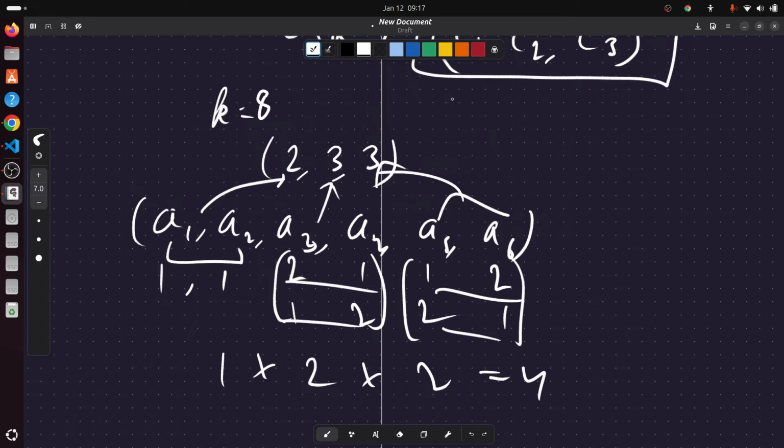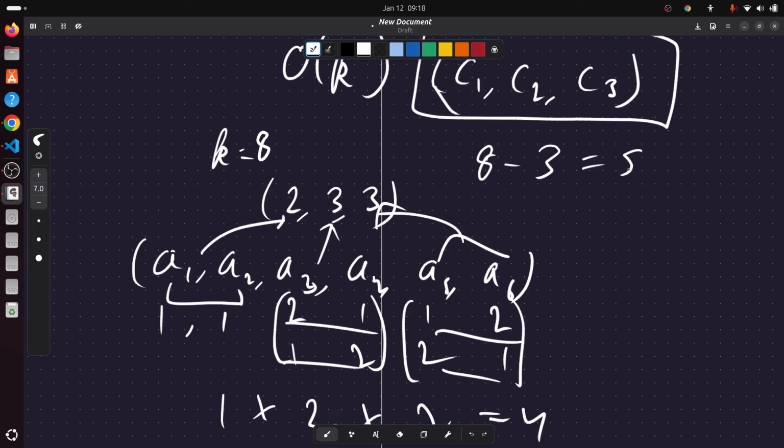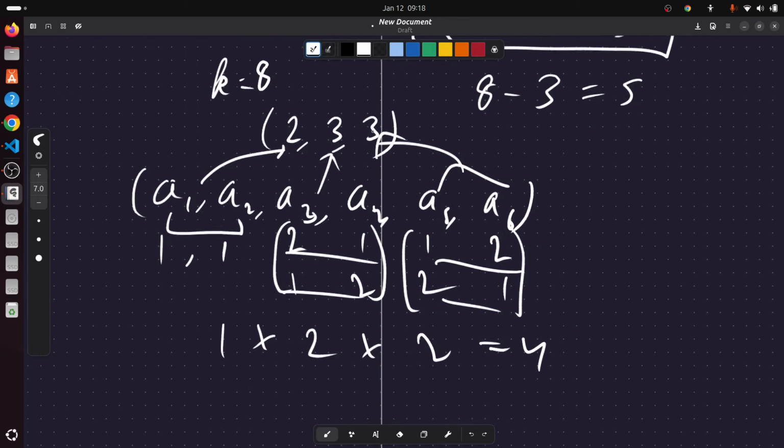So basically I will add K minus max: max is 3, K is 8, so 5. I will add this 5 four times, because I will get this triplet 4 times if I iterate over all the possibilities. So I will add this 5 four times into my sum.